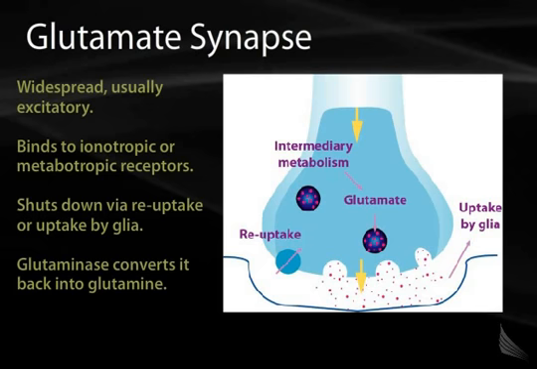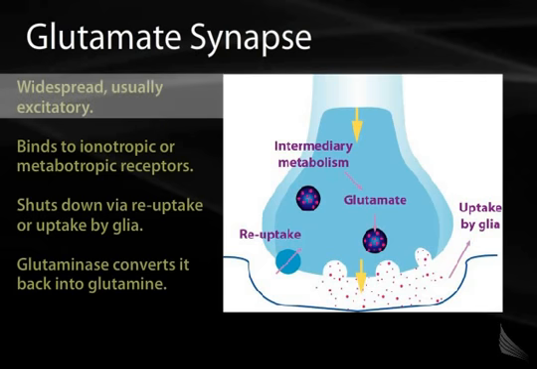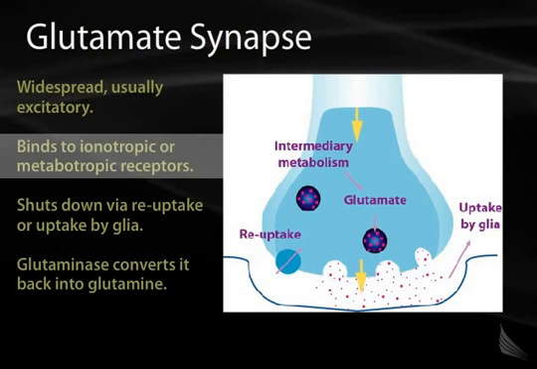Glutamate is found in many parts of the nervous system, usually at excitatory synapses. It binds to either ionotropic or metabotropic receptors. There are several receptor types out there for glutamate. It comes out of intermediary metabolism, out of several parts of the pentose phosphate pathway. Substrates are taken and converted to glutamate. Glutamate's packaged into presynaptic vesicles and then released.